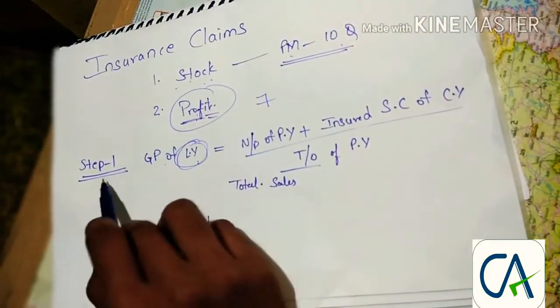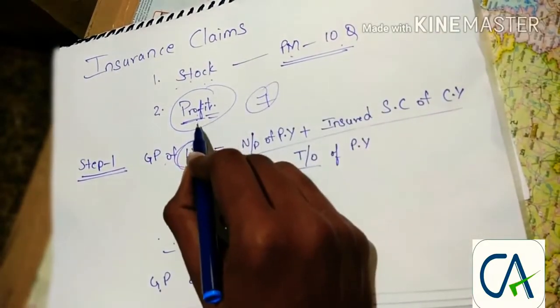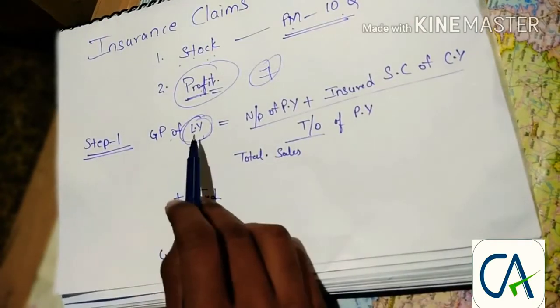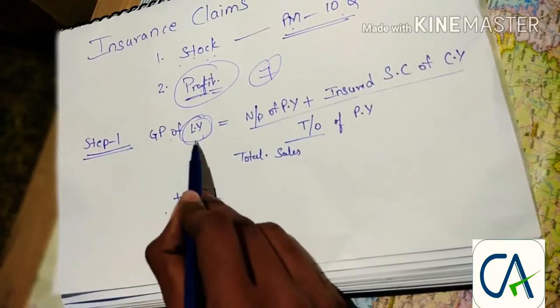Okay, now we're going to the steps. There are 7 steps to calculate the loss of profit. Now going to step 1: gross profit of last year. I mean the last year's ratio, just as a reminder.